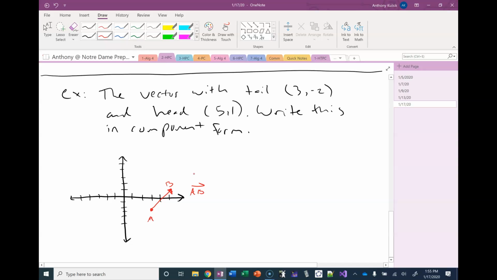So my arrow's initial point was at A, and the terminal point was at B, so I'm going to call that AB. If it was the other way around, I'd need to call it BA. Everybody's okay with that? Okay. So what I want is to move this vector without changing its magnitude or direction so that that initial point is at the origin.